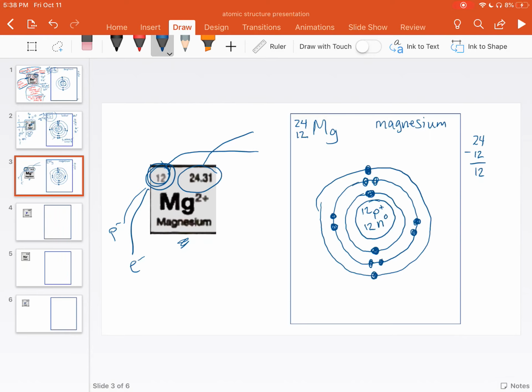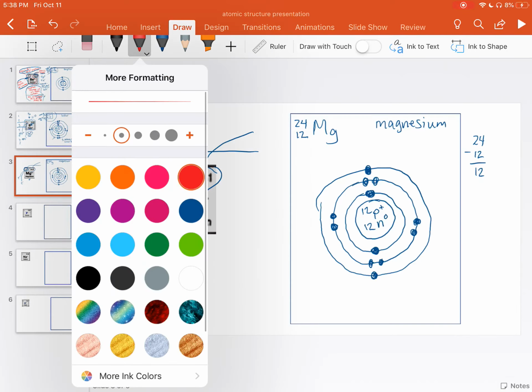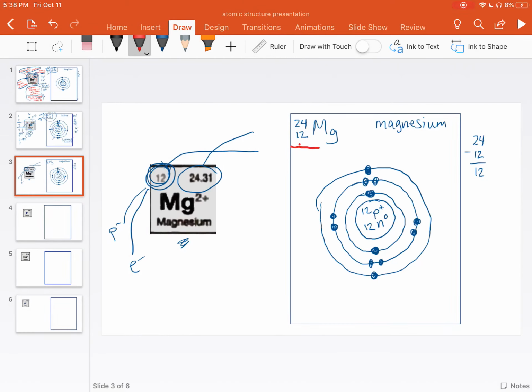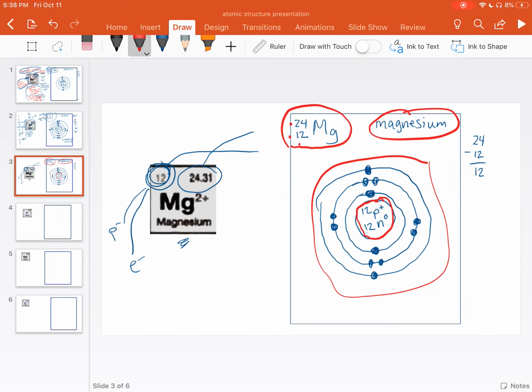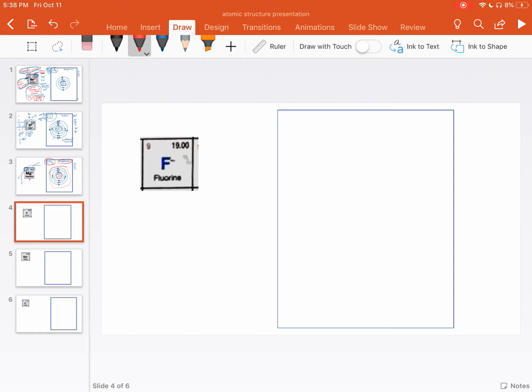We have this part right here, which is the complete symbol. We have the name. The complete symbol does have the mass number and the atomic number. We have the nucleus, which shows us the protons, and then we have the electrons distributed in the proper way. So go ahead and pause it. I'd like you to try this for fluorine, and I will go through the solution when you come back, and you can see how well you did.